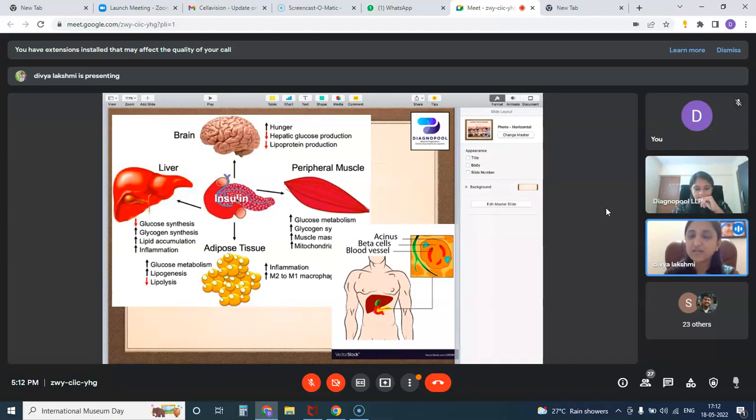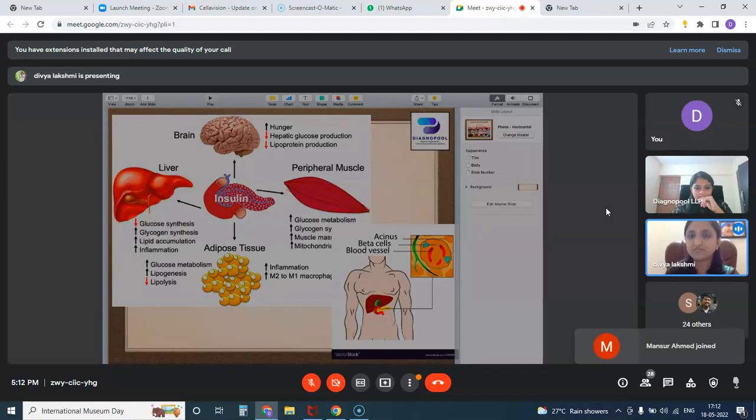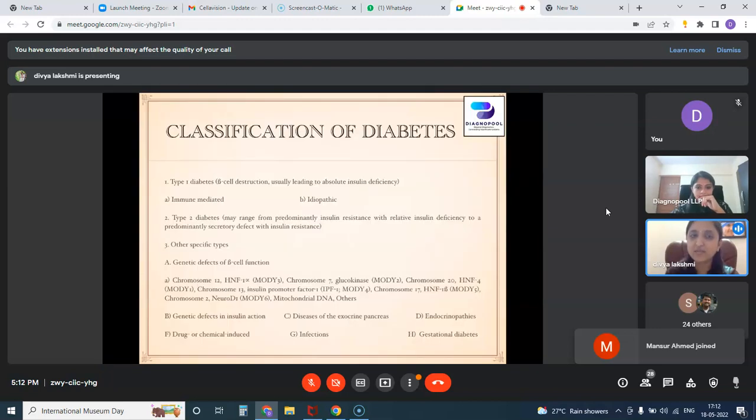So type 1 diabetes mellitus is a condition where there is absolute deficiency of the insulin because there is a defect in the production of the insulin. This is type 1 diabetes, and it can be because of immune mediated causes or idiopathic. Next is type 2 diabetes, which occurs because of the insulin resistance.